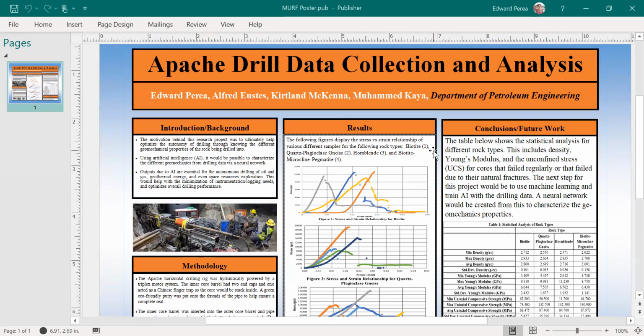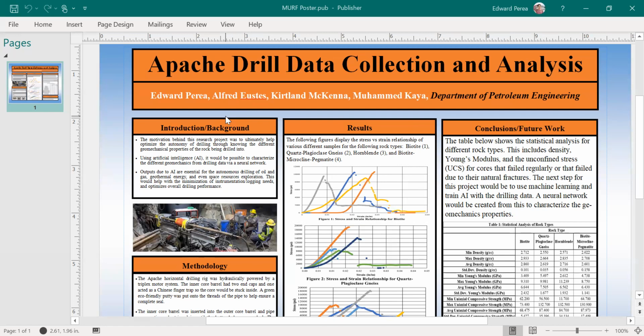Everyone, my name is Edward Perea, and I'm going to be talking about the Apache drill data collection and analysis project. The main motive behind this project was to drill and measure the geomechanical properties of core at the Edgar mine. This would enable us to then use machine learning and train the data so that it would be able to characterize the different geomechanics from drilling data via a neural network.